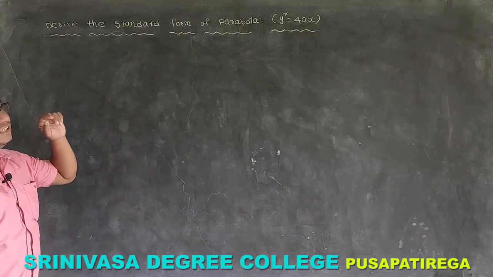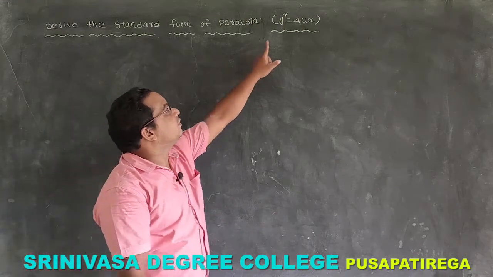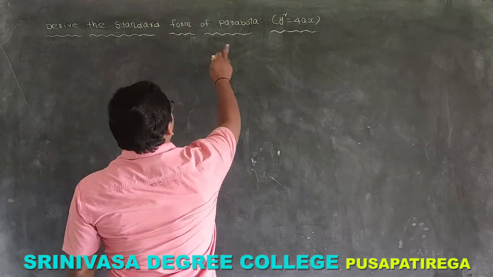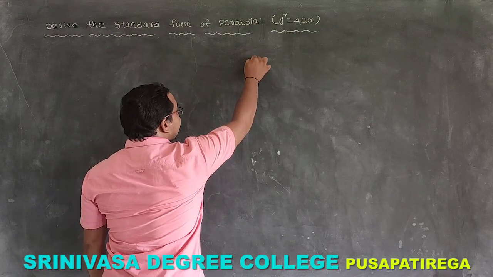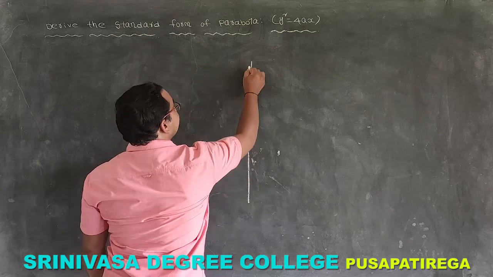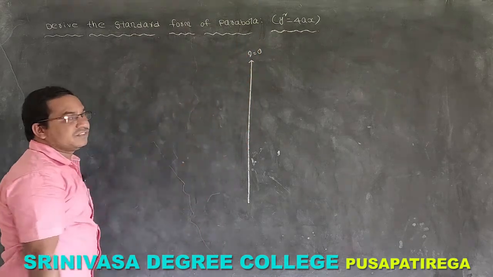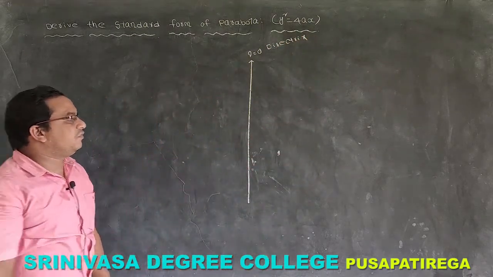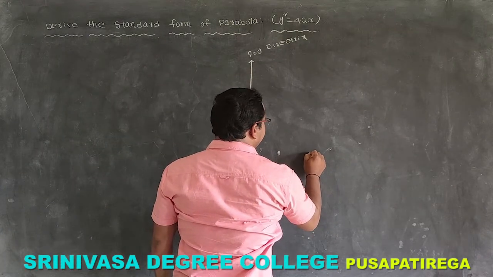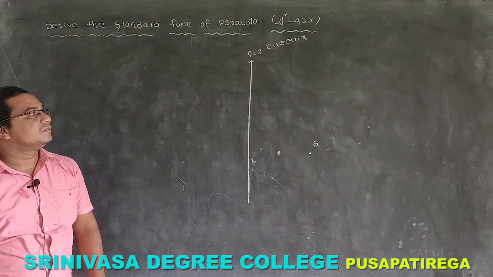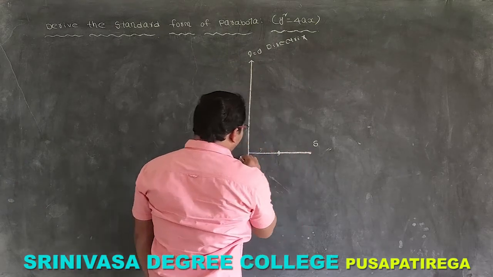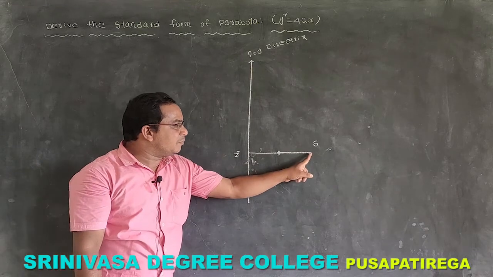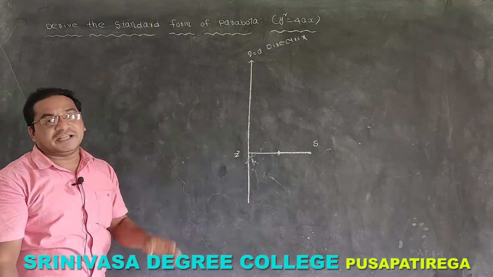Next, derive the standard form of the parabola, that is y square equal to 4ax. This is called the standard form of the parabola. For the derivation, first we take a fixed straight line in the plane, L equal to 0, called the directrix. Let S be the fixed point in the plane, called the focus. Let Z be the projection of S onto the directrix. Projection means a perpendicular line drawn from a fixed point onto the straight line, that is the directrix.